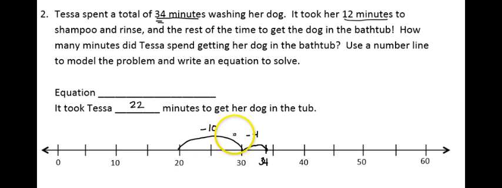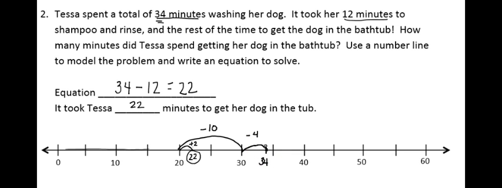So let's make up for that, because I only needed to hop back 12, so I'm going to move forward 2 more. And that puts me at 22 as well. So it took these 22 minutes for Tessa to get the dog into the tub, and then the remaining 12 minutes to shampoo and rinse the dog. In that situation, we would write the equation 34 minus 12 equals 22.